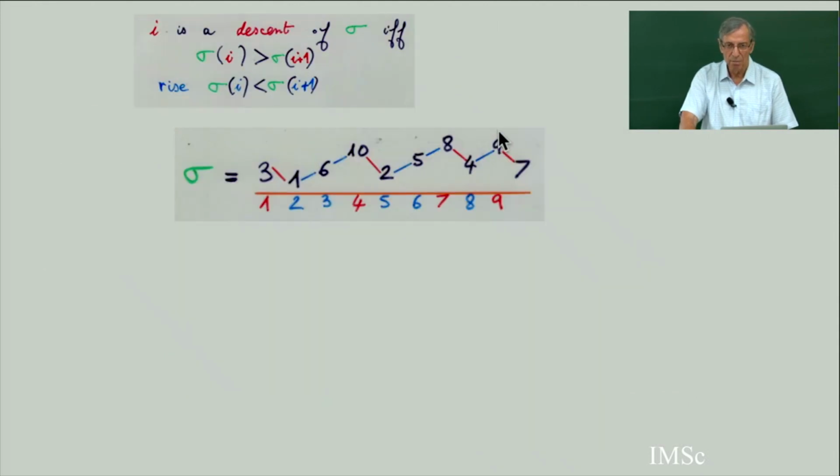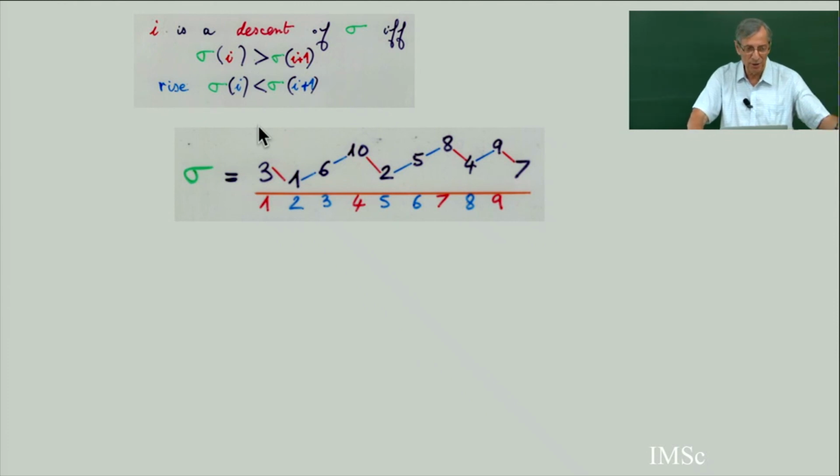And the same dual theorem holds for the descent. It's a very classical notion. This is the same as the inverse. If you take the inverse permutation, the advance and backward become the rises and descents of the permutation. If you have a permutation like this: 3, 1, 6, 10, 2, 5, 8, 4.